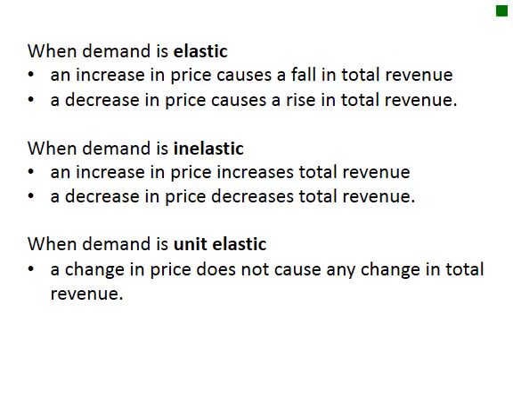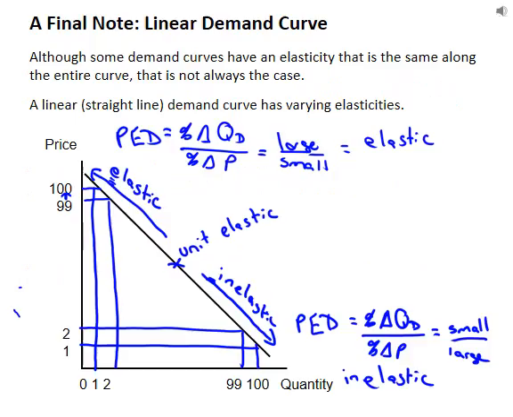So I'm not going to ask you to memorize this, but just in summary, when a demand is elastic, an increase in price causes a fall in total revenue. A decrease in price causes a rise in total revenue. Now I'll let you read the other two. I would never, ever memorize this. It'd be so easy to mix it up, and it doesn't take that long to quickly recreate what's happening, the way we've been doing for the last few examples.